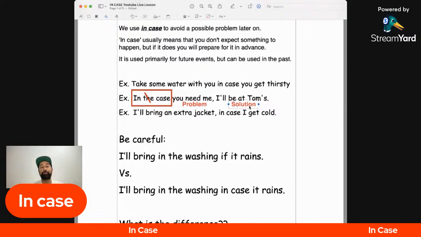All right, let's look at our third example. Our third example, I'll bring an extra jacket in case I get cold. In case I get cold. So in this situation, what is the problem? What is the potential or possible problem? Is it bring an extra jacket, or is it get cold?